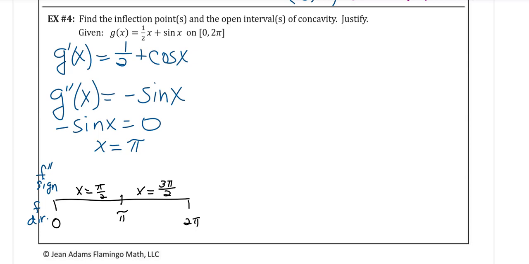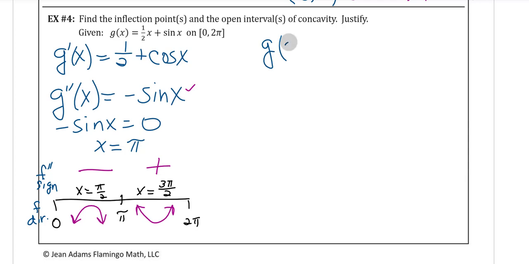Okay, so if I substitute pi over 2 in my second derivative here, sine of pi over 2 gives me a 1, but there's a negative sign in front of it, so this is going to be negative, which means my function's direction is going to change to being concave down. And then at 3 pi over 2, sine of 3 pi over 2 is negative 1, and with the negative sign that is positive. So the function is going to change direction and become concave up there. Okay, so I need to find where my inflection point is, and I didn't talk about this in the last example.